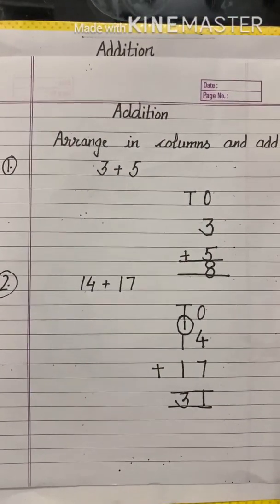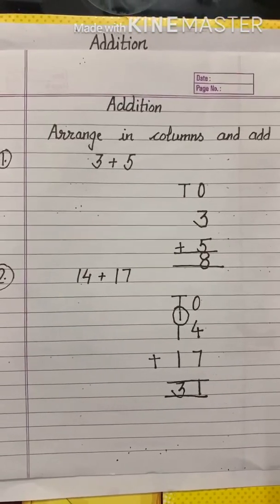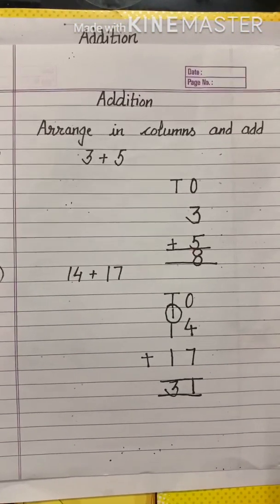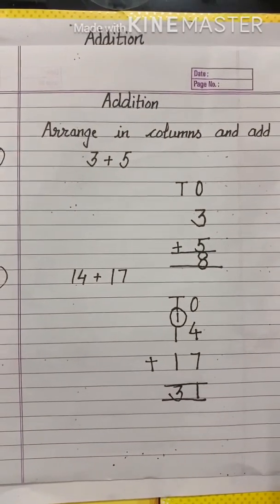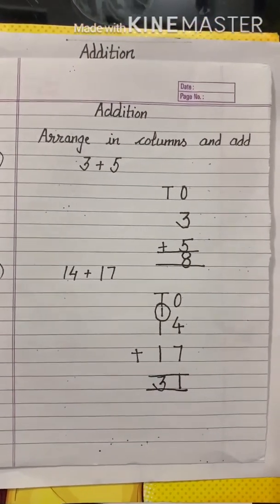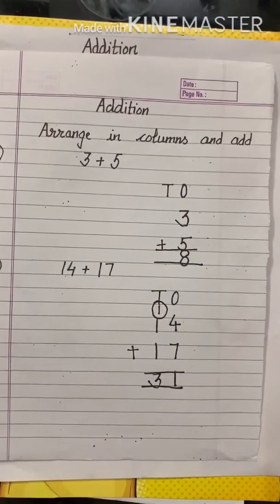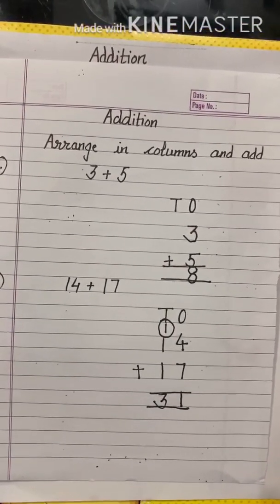But what if we change the numbers? What if I write 5 at top and 3 later? Will there be any change in the answer? No, there will not be any change in the answer.